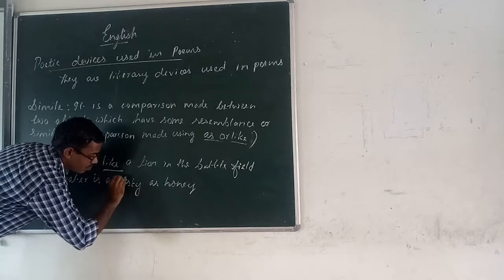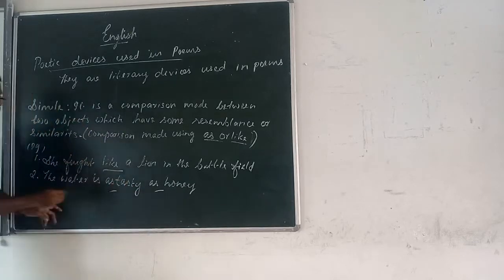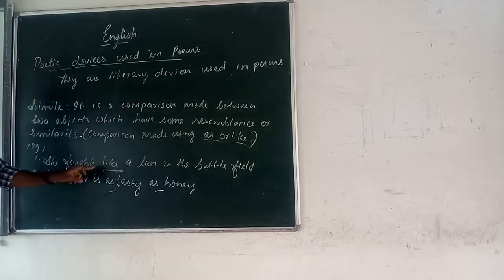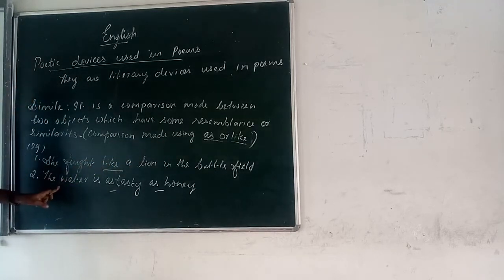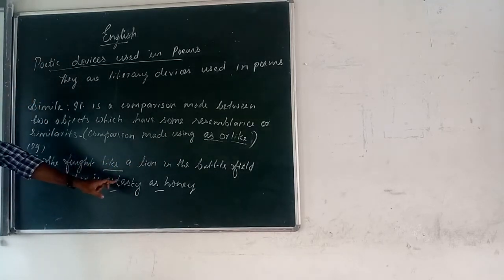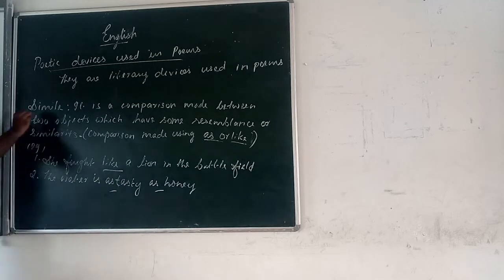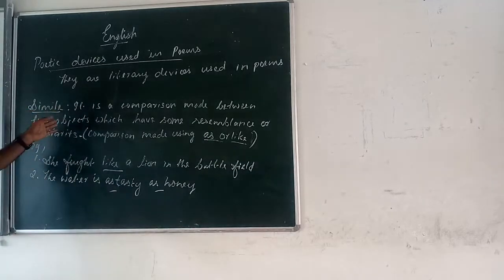Here, I told you, it is a comparison made using as or like. First example we saw using like. Second one: the water is as tasty as honey. Here in the comparison we are using as, so it is simile. Please note it. After that we will go to the next one.